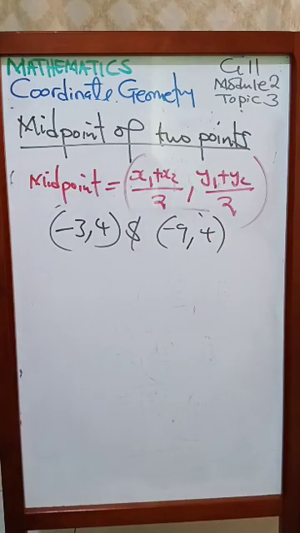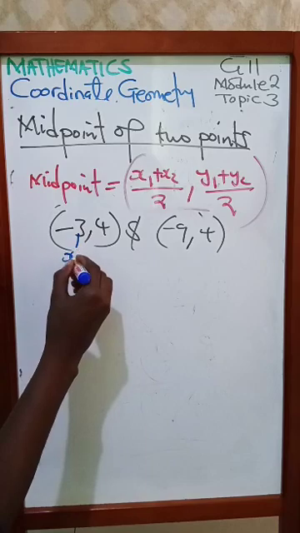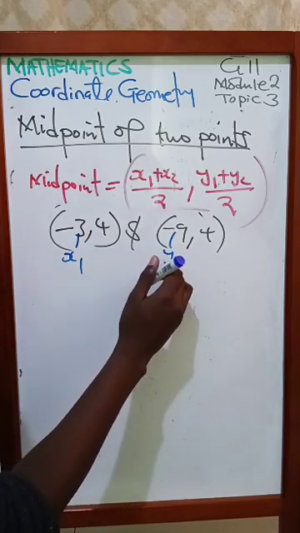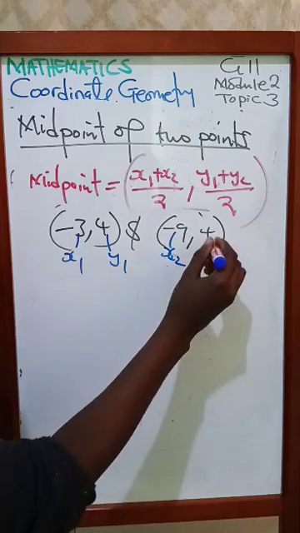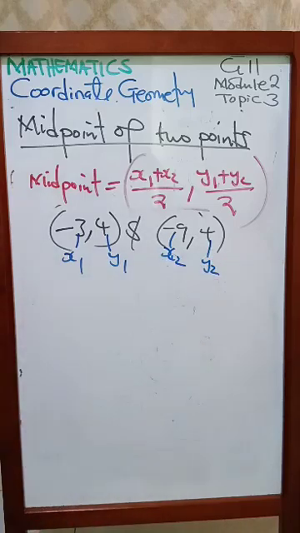So the first step you're supposed to take is to identify your x1, your x2, as well as your y1 and y2. So this is our x1, this is our x2, this is our y1, then this is our y2. The ones should be together, the twos should be together. So please make sure you don't mix up the two.